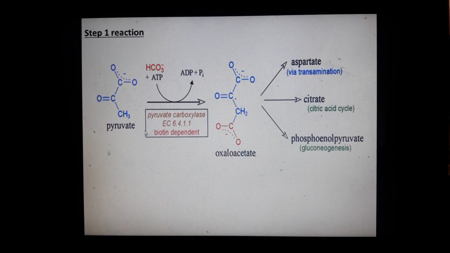So this is the reaction. We have the pyruvate, then it undergoes carboxylation that is acted on by the enzyme carboxylase. It will form the oxaloacetate, which is needed in synthesis of aspartate via the transamination process, or citrate via the citric acid cycle, and phosphoenolpyruvate via gluconeogenesis. So this is our main topic, our main goal, the gluconeogenesis process. Okay, this is step 1.